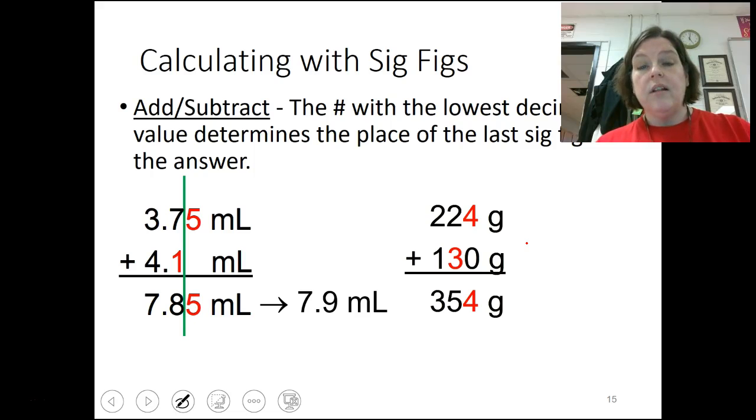Okay, the 4 is the last place, the 3 is the last place, and the 4 is the last place. So basically, we've found the last place because there it is. So our answer can only be 3, 5. The 4 doesn't make something round up. So we have 2 significant figures, so 350 grams.